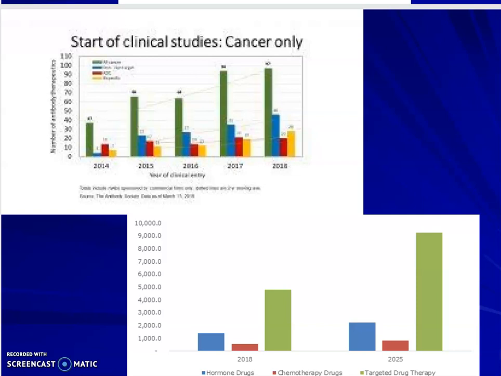Down here, there's a projection again. So blue are new hormone type of drugs. In red, those are chemotherapy type of drugs, more traditional type of cancer drugs. And then the new targeted drug therapies, these are in green. That's very encouraging. So projected for 2025 that new clinical trials, it will go up, and that should really help many people.